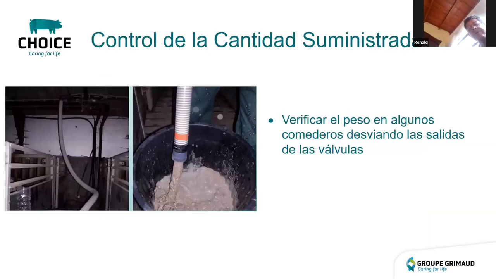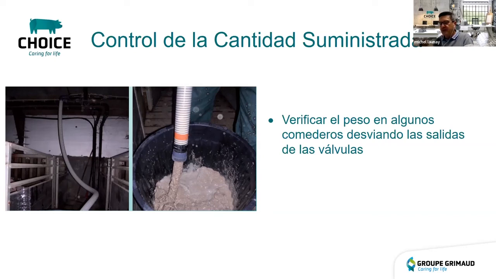The other thing that you can check about distribution is the real quantity, the real weight put in some troughs. By the way, it's difficult to do, because you have to divert the outputs of the valves and it's not easy to do if you don't have a system that allows you to do it.